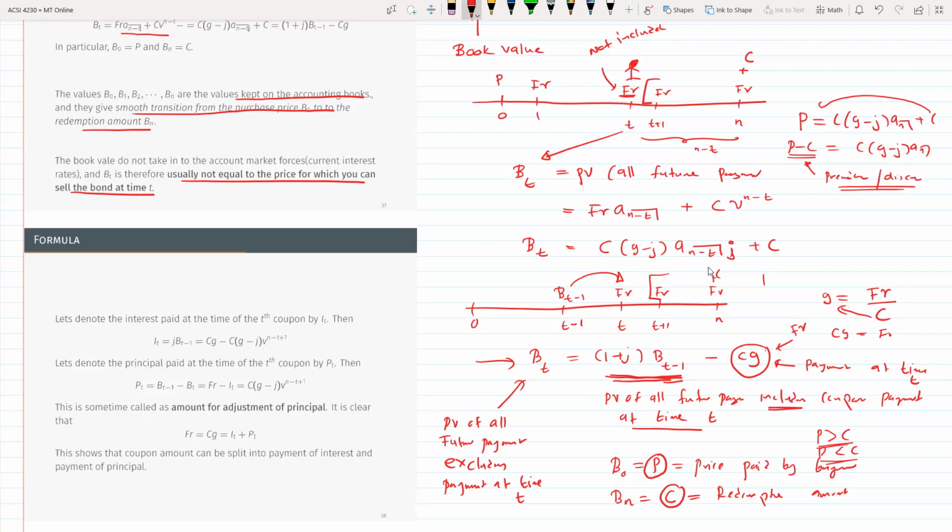Now remember, when you buy a bond, you have two options. One is to keep the bond until maturity. That's one thing you can do. Then the other one is to sell the bond in a secondary market.